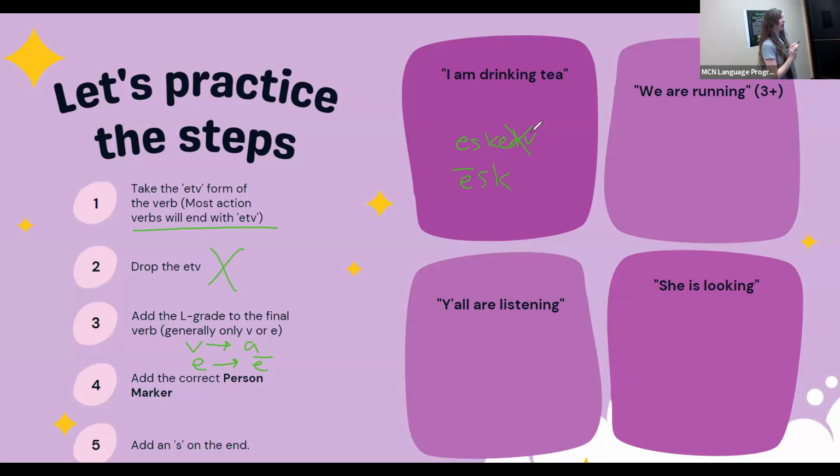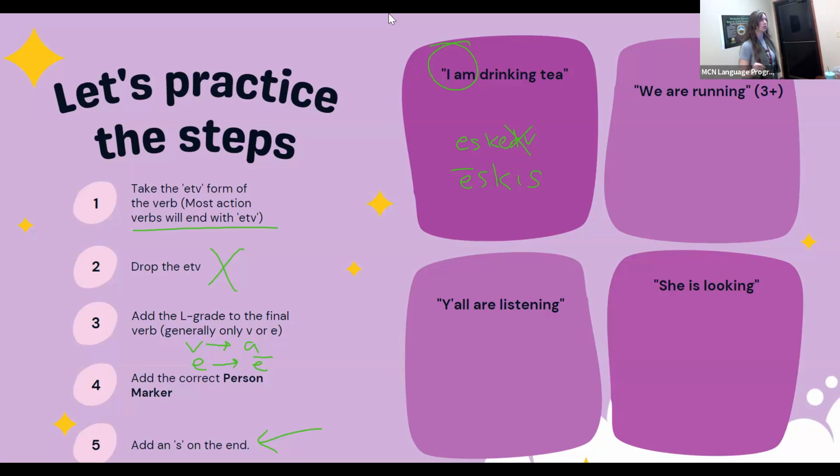Long. Okay, next. Person marker. Up here. Says I am drinking tea. What is the person marker we use for I? You type it or you can say A. Nice. The letter I. A. And then what's the last thing we do? Probably the easiest part. Do one more thing. Nice. We add our S. Iskes. Now, we're not done.